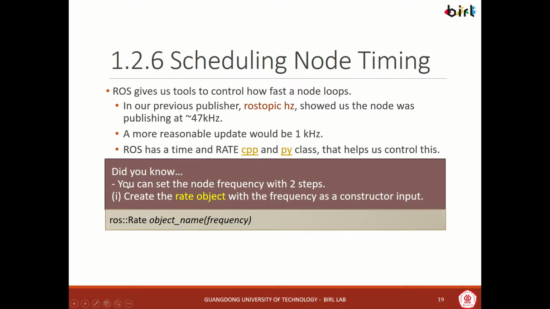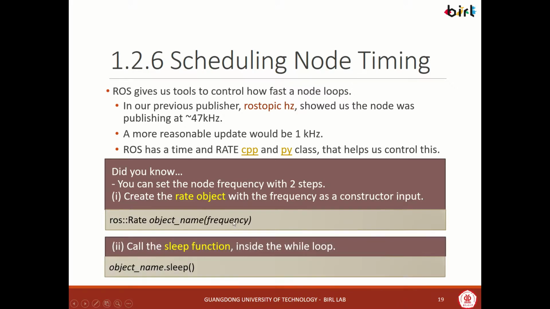So anytime that we want to set the node frequency, we need to use two steps. The first one is simply to create a rate object. And this object needs the frequency that we want to publish with as part of the constructor input. So this might look like this: ROS rate, the object name, whatever you want to use here, and then a frequency. The second step then would be to call the sleep function inside the while loop.